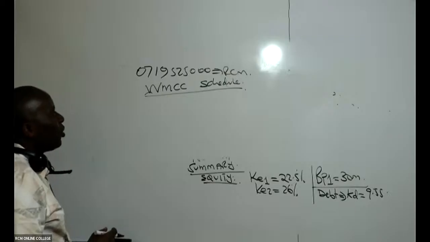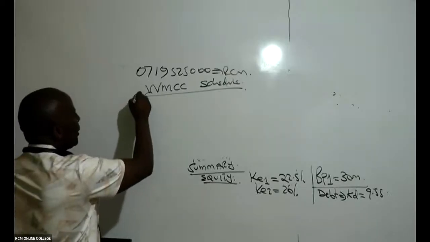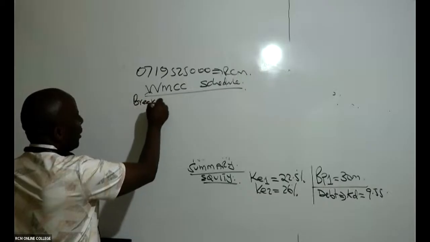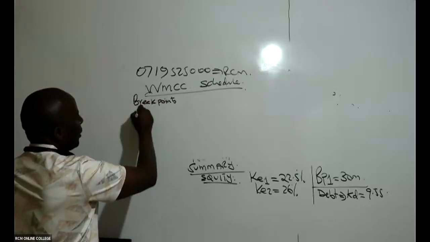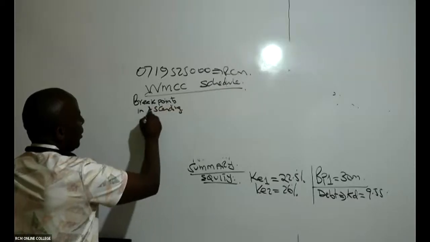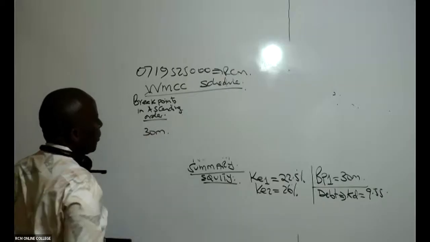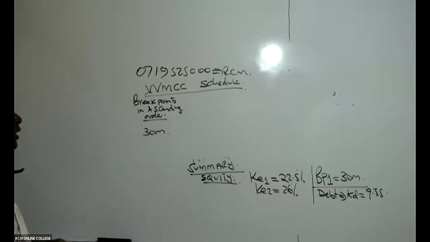So weighted marginal cost of capital schedule. You shall give us breakpoints in ascending order. Fortunately, we only have one, which is 30 million.